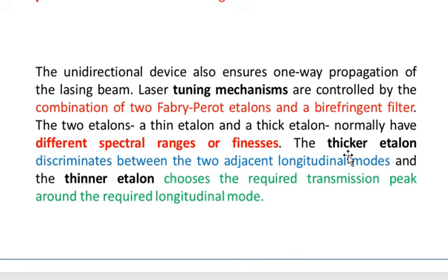The transmission curve of the thick etalon is adjusted in such a way that two consecutive modes in the cavity can pass through it, and the thinner etalon chooses the required transmission peak around the required longitudinal mode. So out of these two adjacent longitudinal modes selected by the thick etalon, they propagate towards the thin etalon, and the transmission curve of the thin etalon is chosen in such a way that it selects only one of the two adjacent longitudinal modes. In this way, a single longitudinal mode is selected for laser operation.